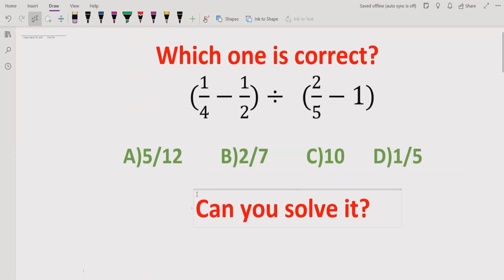Today we will solve another quiz which is related to fractions. Basically, we have some fraction terms in the numerator and denominator, which are basically dividing. So we have to solve how we can solve this type of expression and get the correct result. Here we have four answers, so we will solve and find out which answer is correct.